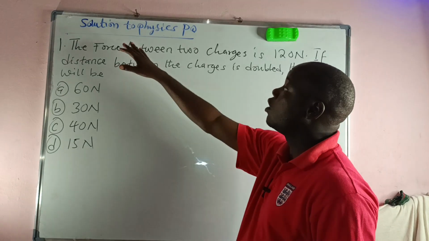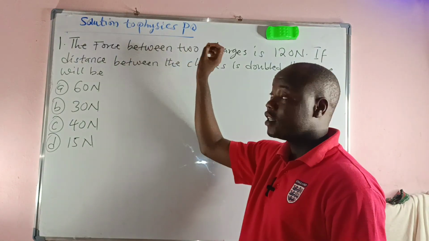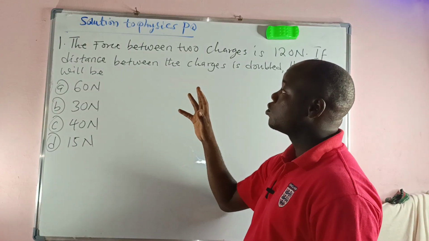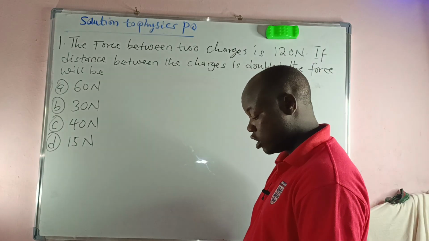So in today's video, we are going to look at the solution to the Physics 122 first question paper. Starting with the first question. The first question says, the force between two charges is 120 Newton.